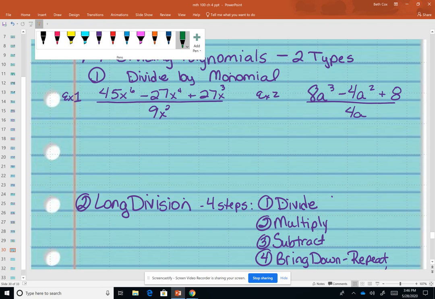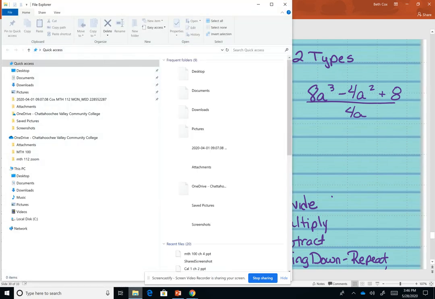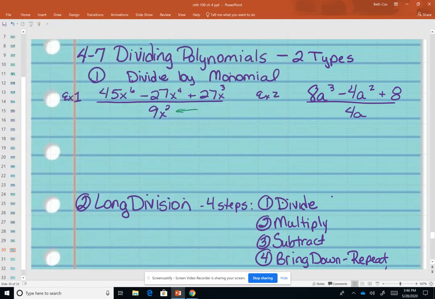So here we go. The first thing I want to do, I'm going to rewrite each one of these as individual fractions because technically this is a common denominator. And so it's 45x to the 6th over 9x squared minus 27x to the 4th over 9x squared plus 27x to the 3rd over 9x squared, and we're going to do each one individually. Now, technically, you don't have to do that, but I think it helps people to see where my answer comes from. And it helps also with the long division in a little while.